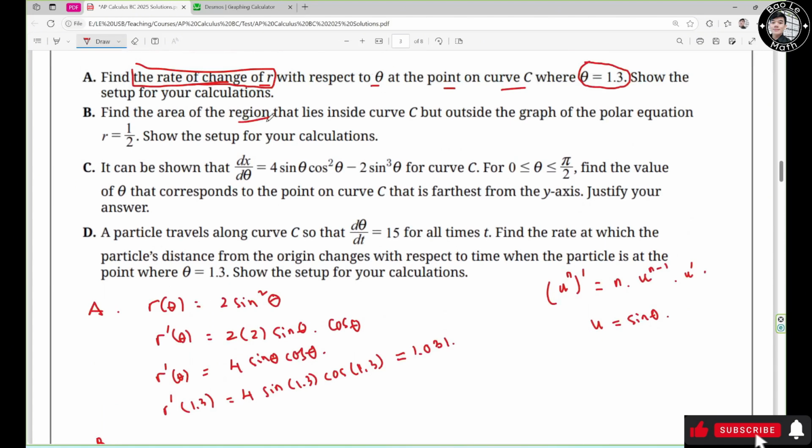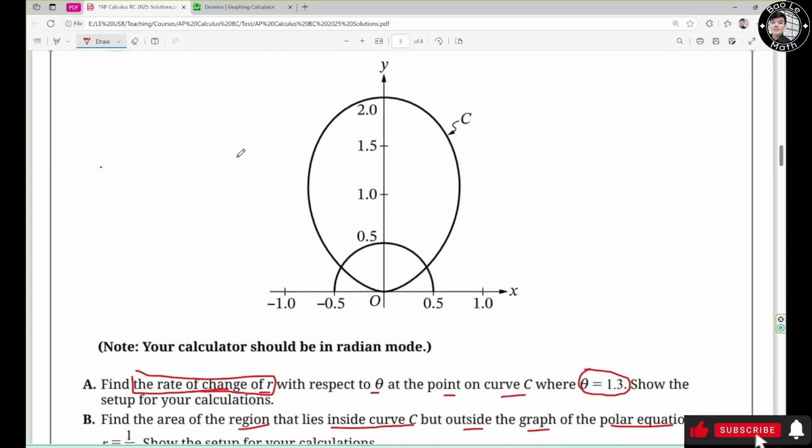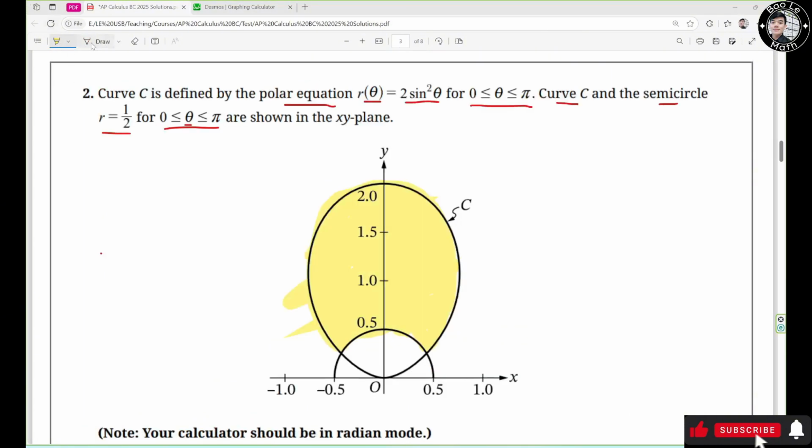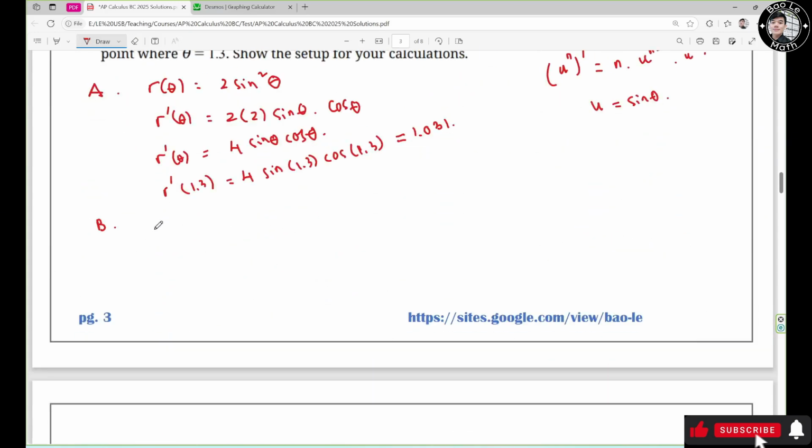Right, question B. Find the area of the region that lies inside the curve C but outside the graph of the polar equation r equals 1/2. Right, so it's going to be this part right here. Alright, now first you need to find the intersection between the two polar equations. The first one right here and the second one right here, right? So I'm going to let this equal 1/2, right? So I have 2 sine squared theta equals 1/2, right?